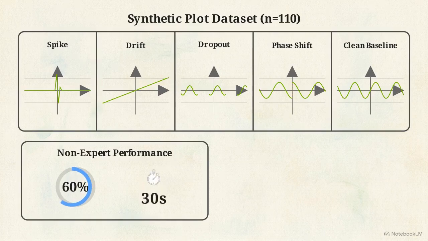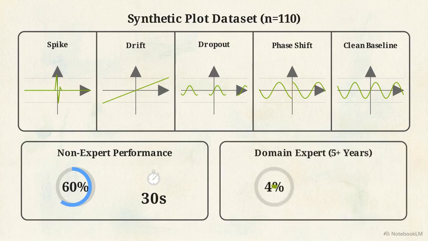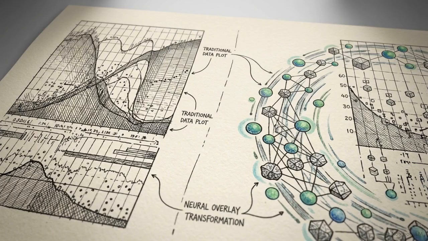When non-expert humans reviewed this data, they successfully identified the anomalies with 60% accuracy, taking an average of 30 seconds per plot. A domain expert with 5 years of specialized experience analyzing these specific curves achieved 95% accuracy, reducing the evaluation time down to 20 seconds per plot. The researchers then ran the exact same dataset through a vision language model, specifically Claude 3.5 Sonnet.